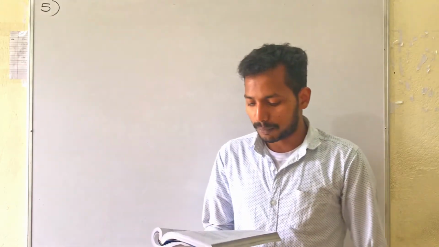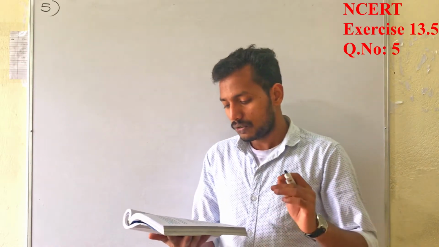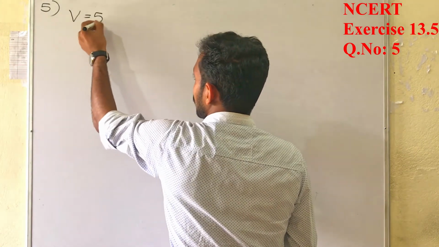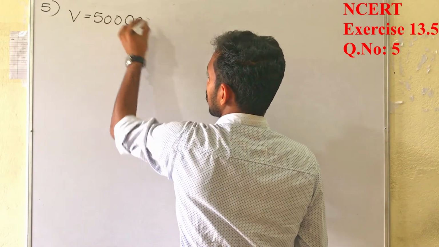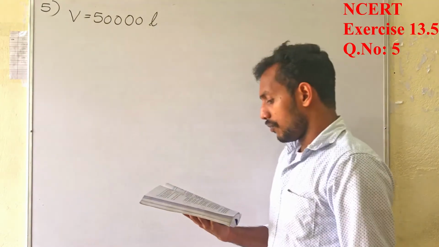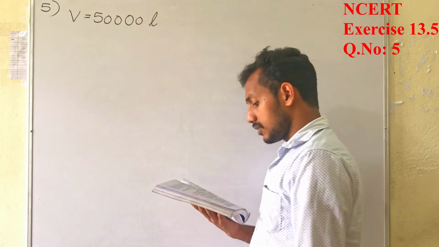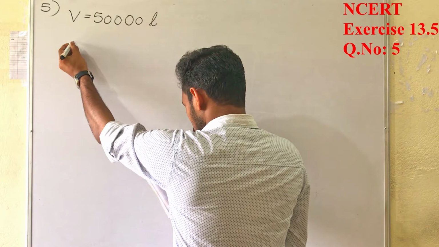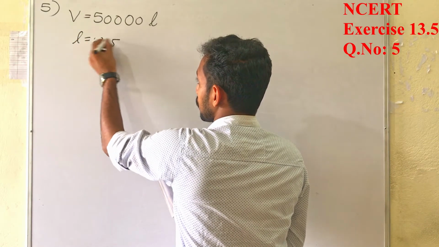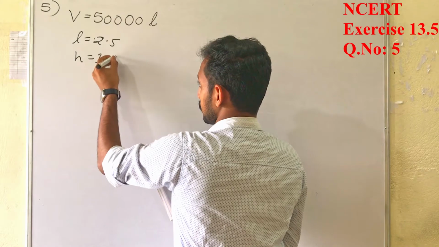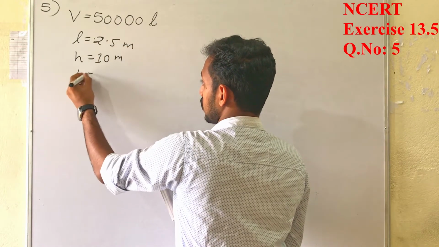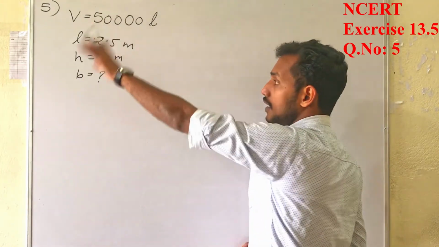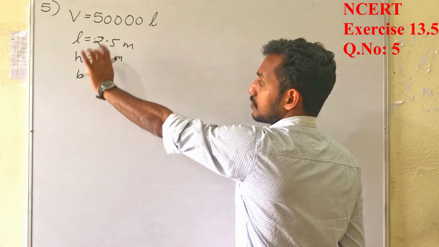Next question number 5. The capacity of cuboidal tank is 50,000 liters of water. So the volume is given, 50,000 liter. Find the breadth of the tank if its length and depth are respectively 2.5 meter. Length is 2.5 meter. Height is 10 meter. What we have to find? We need to find breadth. So it's very easy to find because volume already given. We can find the breadth.